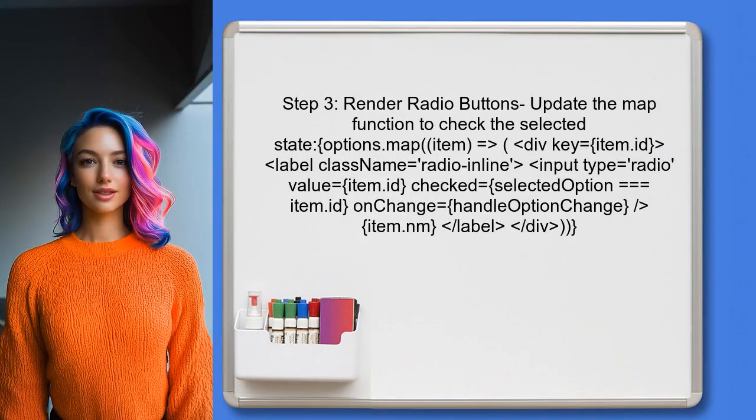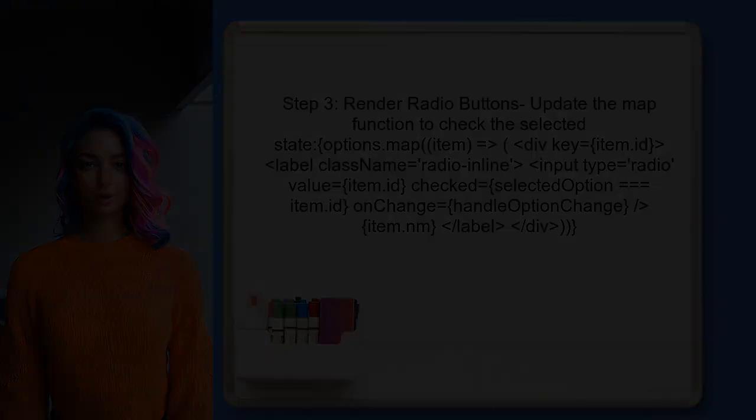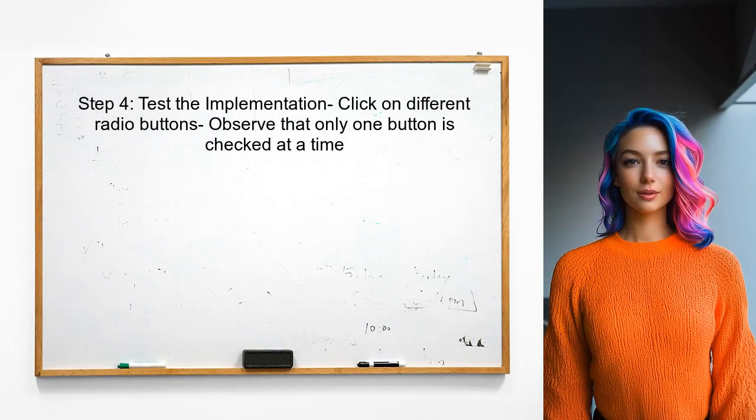Now, the user needs to modify the radio button rendering logic. Each radio button should reflect the current state, checking if it matches the selected option. Finally, the user can test the implementation. When they click on a radio button, it should uncheck any previously selected buttons and check the new one.